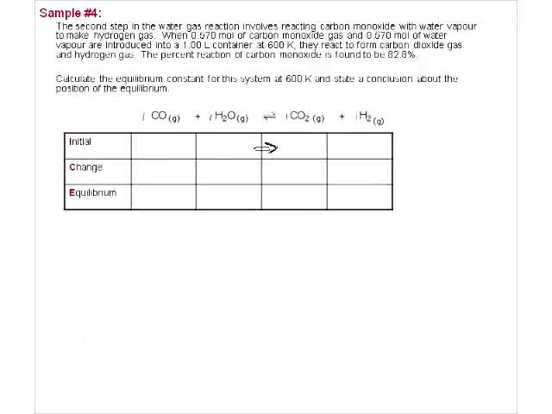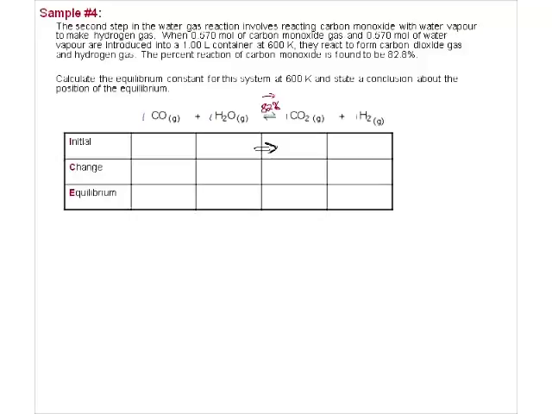Here's another problem. In this case, we're looking at another percent reaction. In this case, we're looking at 0.57 moles of carbon monoxide gas and 0.57 moles of water vapor are introduced into a 1 liter container, and then they're heated up to 600 Kelvin. And at that temperature, the reaction proceeds forward 82% of the time. All right, so what we're looking at then is that this reaction would proceed forward 82% of the time.